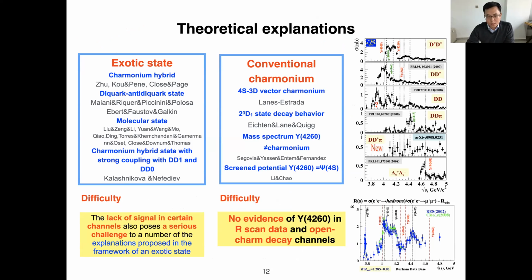We can categorize these explanations into two groups. The first one is the exotic state explanation. Theorists introduced the charmonium hybrid, the diquark and anti-diquark state, and the molecular state to explain the Y(4260). There also exists the conventional charmonium assignment to the Y(4260).